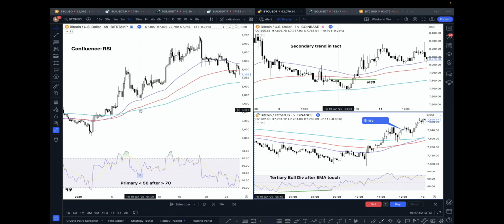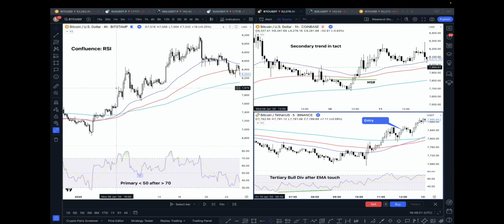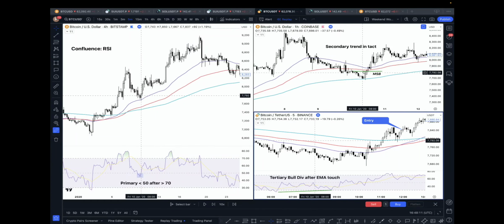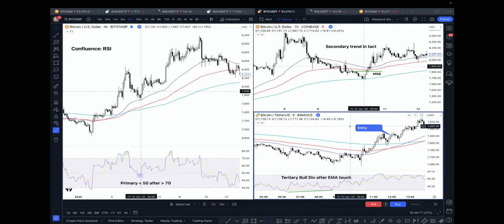But RSI, 4 hour uptrend, 50, 100, 200, pulls back, touches the band. RSI has been above 70, is now below 50. That's your first condition. That's your primary time frame. That's what you're looking for, right? Secondary, all you really care about here is that your trend is intact. Is it? Yes. Meaning 50, 100, 200, all still bullish. Great. And then tertiary is where you're looking at your RSI for the confluence.